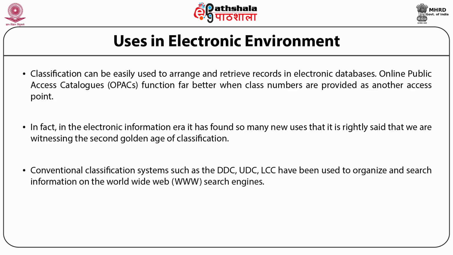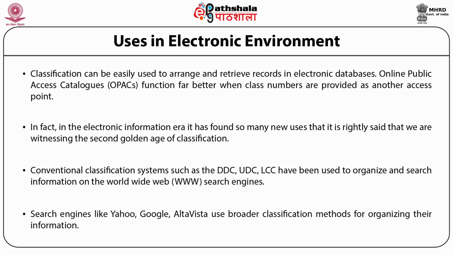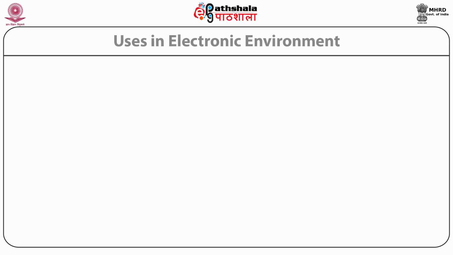Conventional classification systems such as DDC, UDC, and Library of Congress classification have been used to organize and search information on the World Wide Web and search engines. Search engines like Yahoo, Google, and AltaVista use broader classification methods for organizing their information. Of course, they do not use classification as we use in libraries, but they use some sort of categories for organizing and retrieval of information. Otherwise, these search engines will not work, even if they only use primitive classification. So we will continue with the use of classification in the electronic environment.